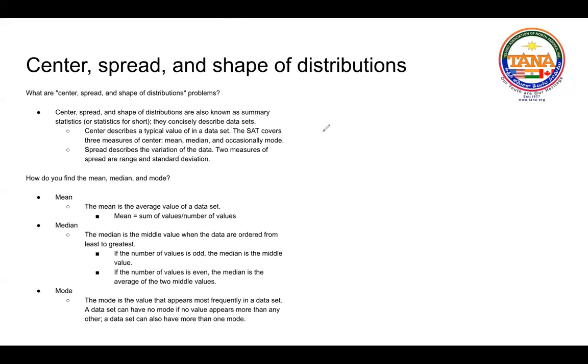So say you have a data set 5, 1, 3. The mean of this would be 5 plus 1 plus 3 over 3, because there's 3 things, 1, 2, 3, which in this case is 9 over 3. And that's just 3. That is your mean. Median is the middle value when the data is ordered from least to greatest. So if you have the same thing, 5, 1, 3, you'd order it least to greatest, so 1, 3, 5. 3 is the median.